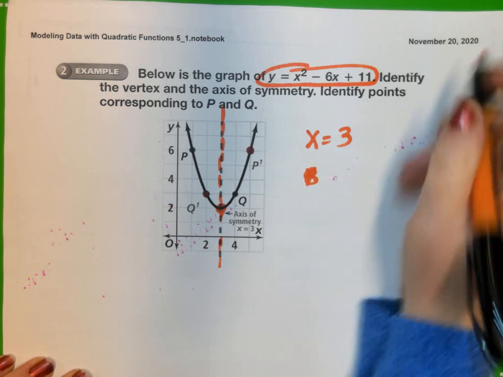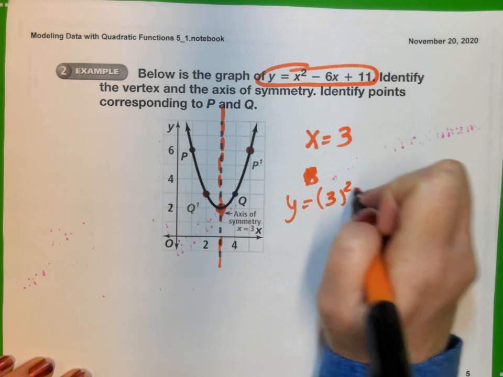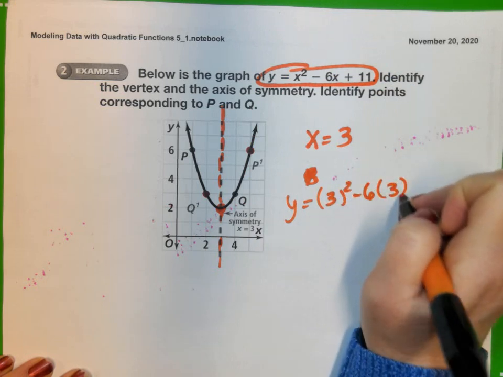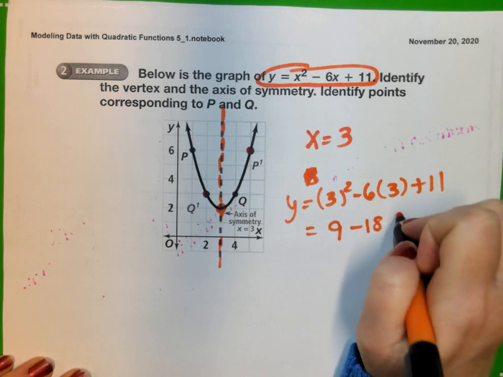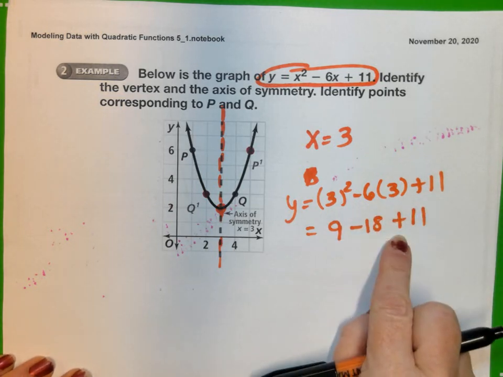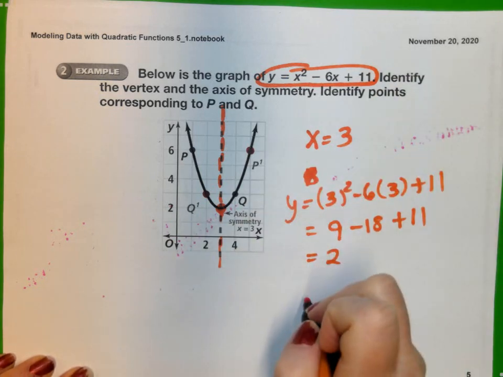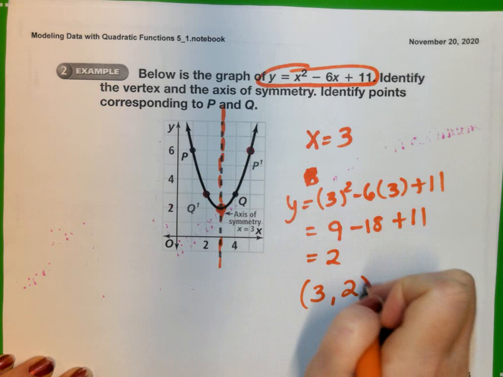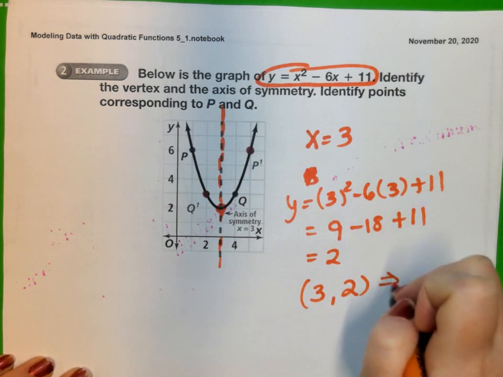Then what is y? Sorry, if x is 3, y is 3 squared minus 6 times 3 plus 11, or 9 minus 18 plus 11. 9 minus 18 is negative 9, plus 11 is 2. So my vertex is (3, 2). Okay, my vertex.